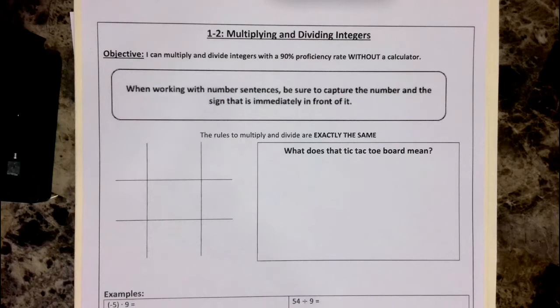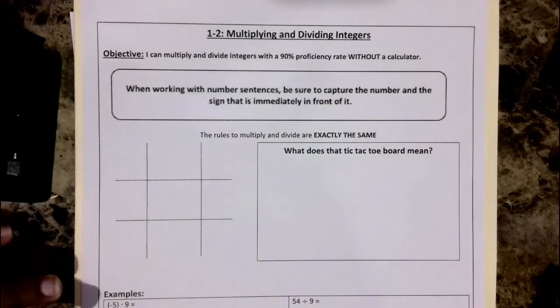Alright guys, so again, welcome to lesson 1-2, which is all about multiplying and dividing integers. The objective of this lesson is that you should be able to multiply and divide integers with a 90% proficiency rate without using a calculator. Again, remember we're trying to rebuild your number sense. The stronger your number sense is, the stronger you are going to be in Algebra 1, and the easier it will be for you to find your mistakes, catch them, and correct them when we're working with more complex problems.